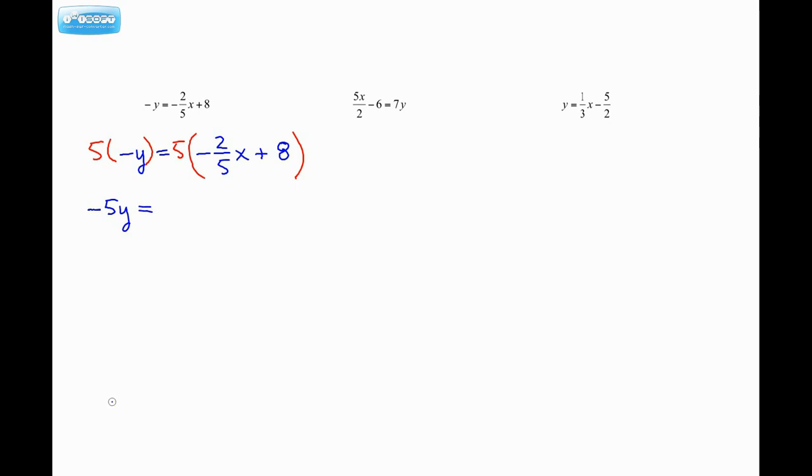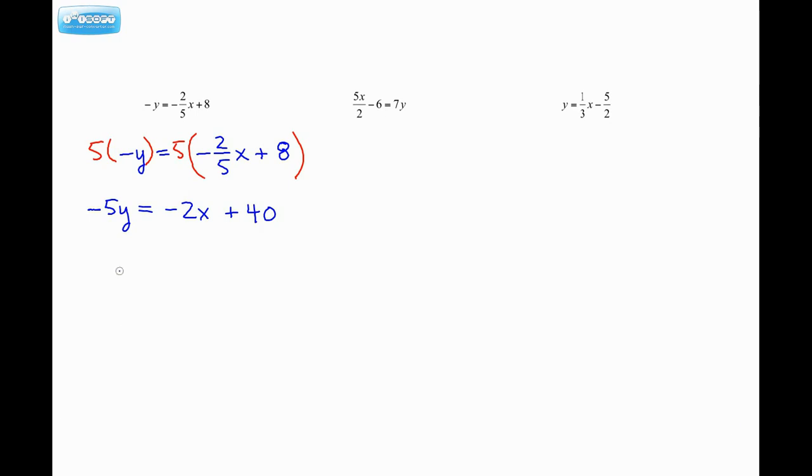Now we have, on the right, 5 times negative 2 over 5. Well, the 5's cancel, so I'm left with the negative 2x. So don't forget about that minus sign. And then 5 times positive 8 is 40. So the fractions are gone. Now we need everything on one side.